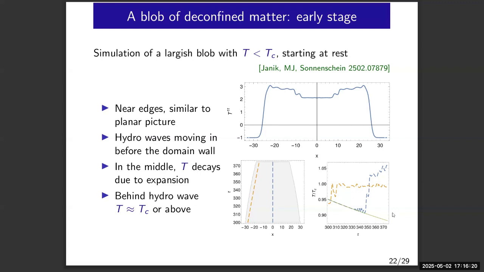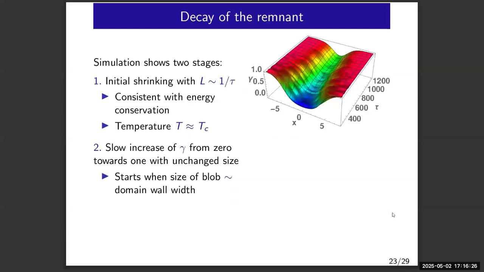But this is the very early time picture of what is happening. Then you can look at the evolution at later times and see how this remnant eventually decays. The simulation shows that there are two stages. Initially, the blob just shrinks in a way which is consistent with energy conservation. This means that the width of the blob decays as the inverse of the proper time. And in this phase, the temperature is close to the critical temperature. So this is not surprising. This is what you would expect for a phase transition that proceeds slowly. It equilibrates at the critical temperature.